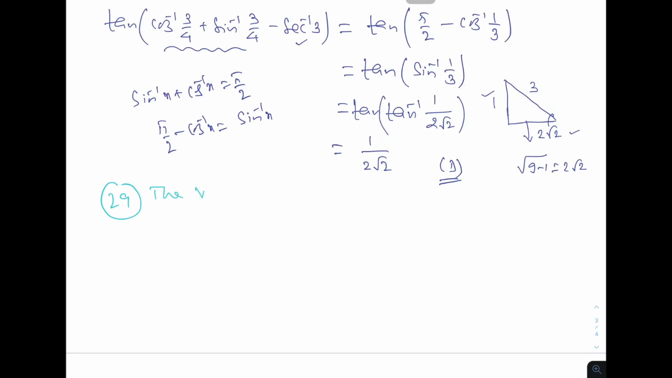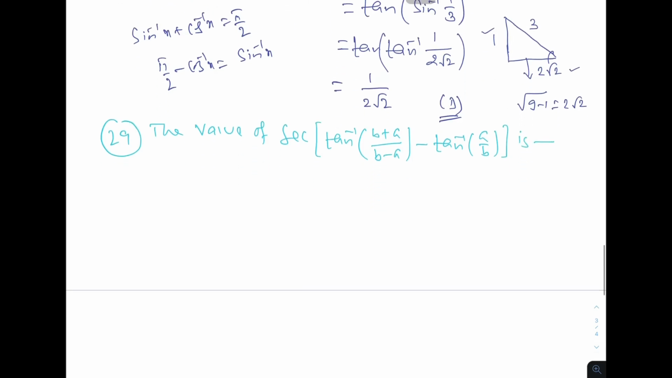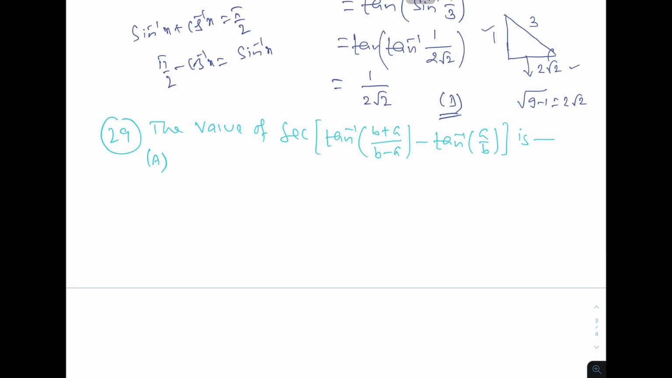The value of sec of tan inverse (b plus a) over (b minus a) minus tan inverse a by b is blank. Options are 1, root 2, 2 and 4.